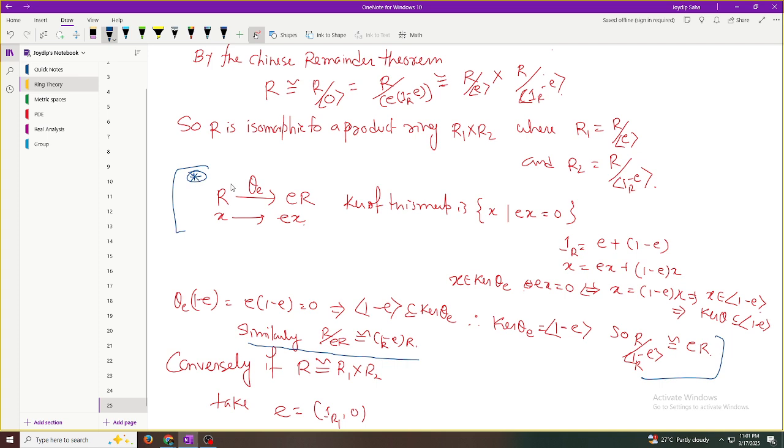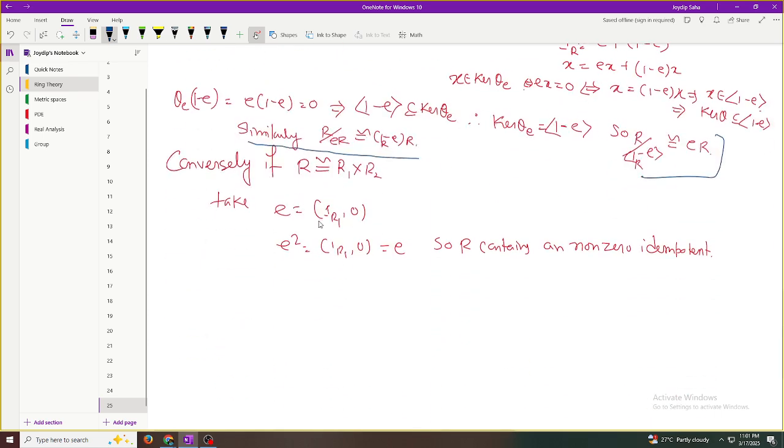In my definition it is not a ring homomorphism. ER is not a subring. ER is an ideal generated by E. So the ideal is not isomorphic to the whole ring, because in my definition a ring should contain 1, and a ring homomorphism sends 1 to 1.